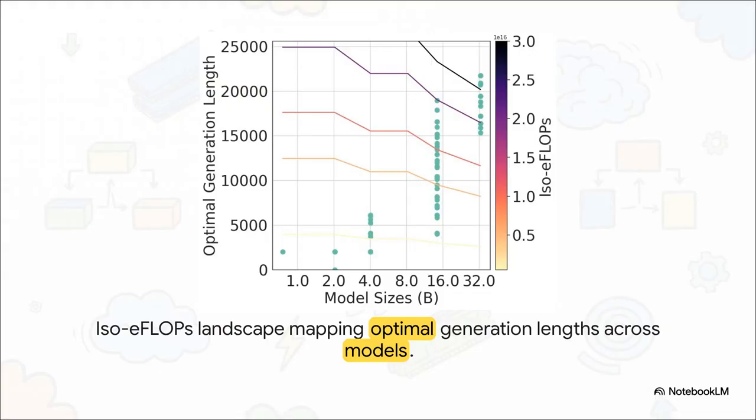When you take that eFLOPs metric and map out optimal generation lengths across different model sizes, it completely exposes why those older assumptions were off. Factoring in memory bandwidth shows us that generating longer sequences on small models is just incredibly inefficient.